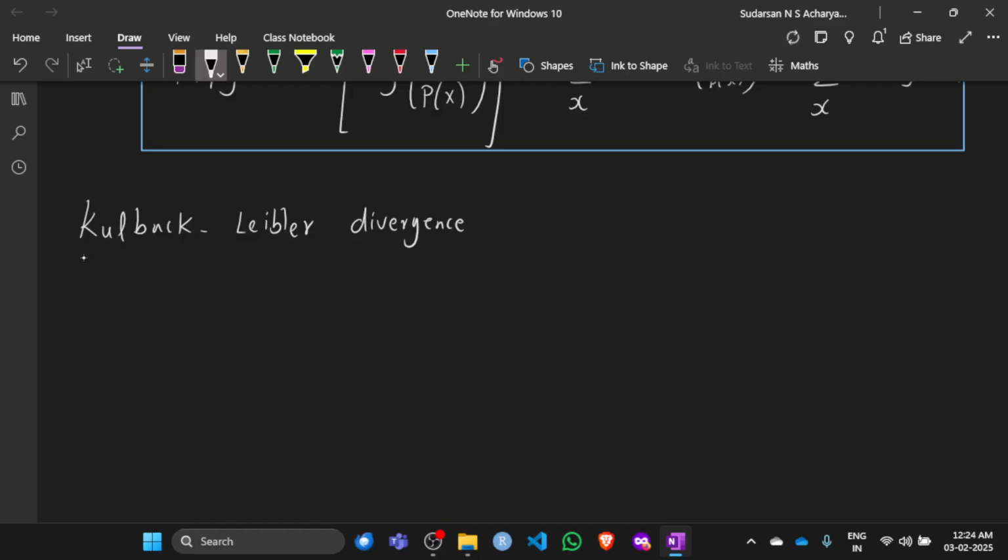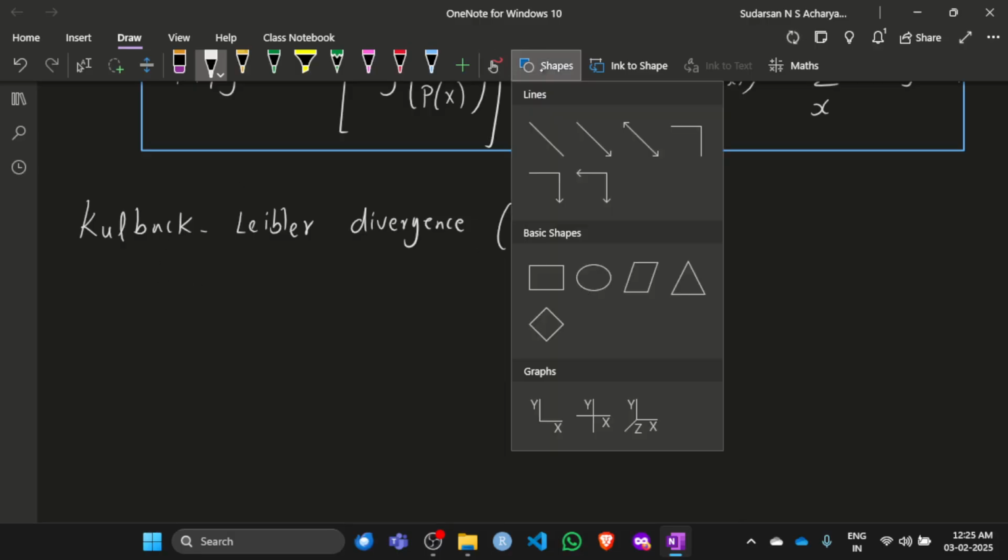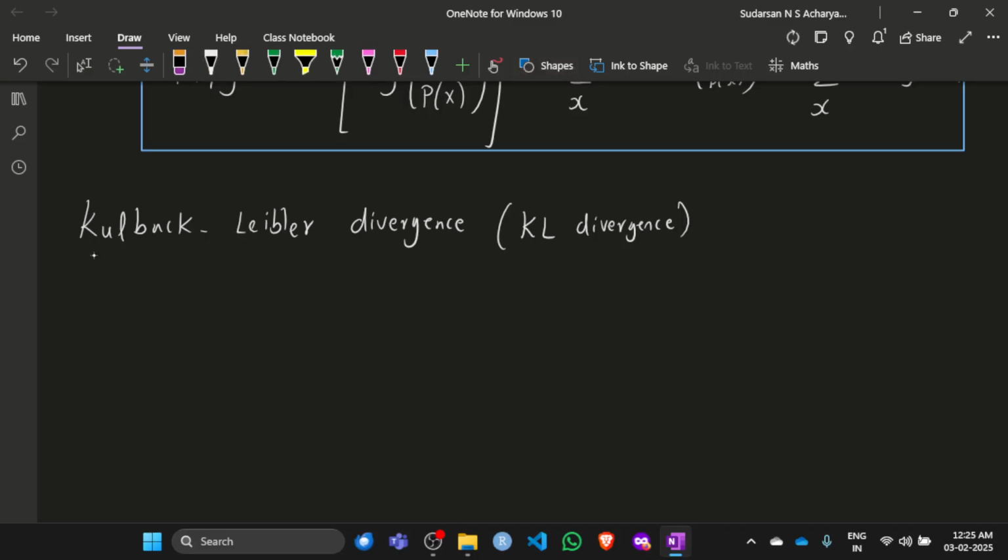Now, this is sometimes also written as KL divergence, right? This might sound a little heady, but this is a very important idea in machine learning, and this has a connection to the cross-entropy loss, right? So I'm going to motivate with an example again.